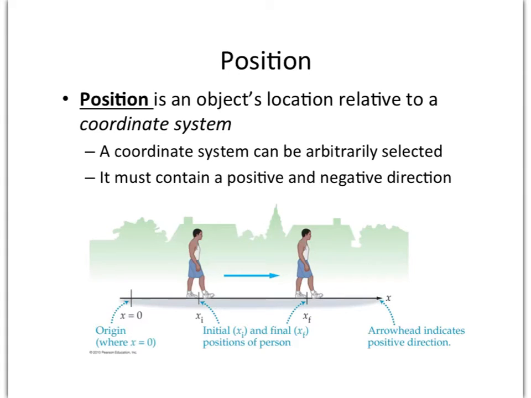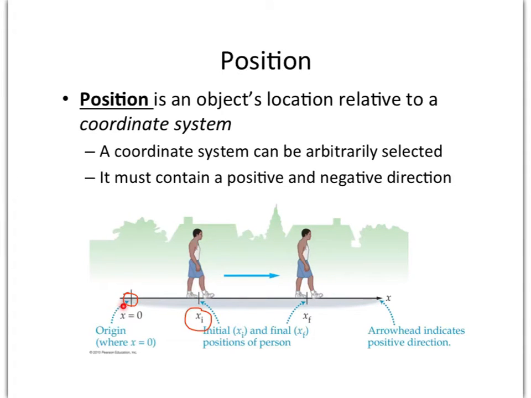So position is your location with regards to some sort of coordinate system or some sort of origin. For example, this guy's position right here, we call that x1. And by the way, x is going to be our notation for position, or at least horizontal position. X1, or x initial, is some distance away from the origin right here. So if we call that 0, then his initial position is 3 meters from the origin, okay? So it's in reference to some point.